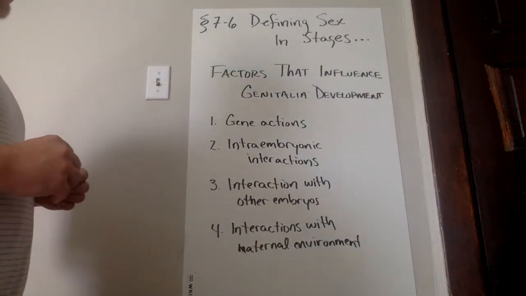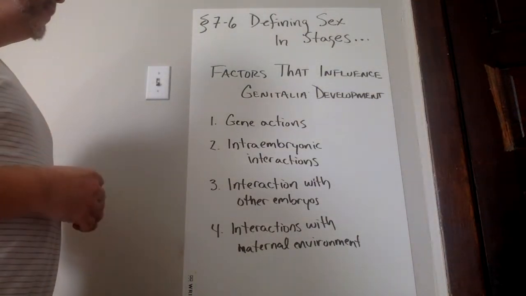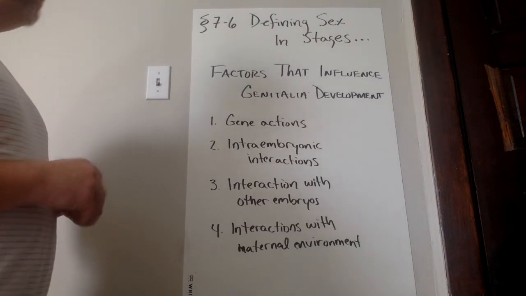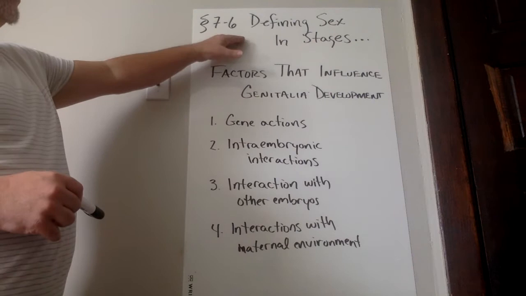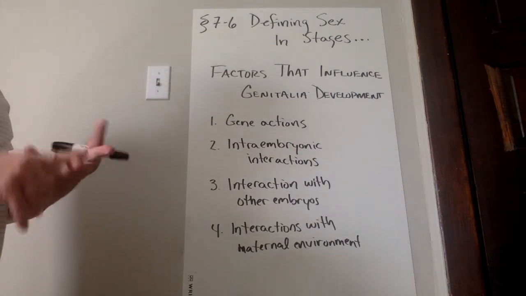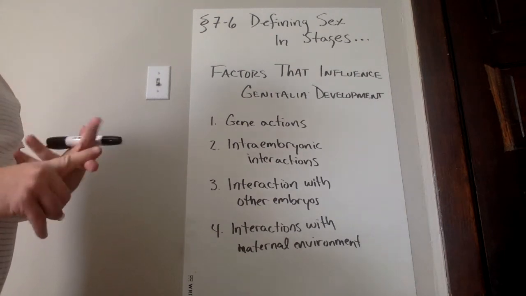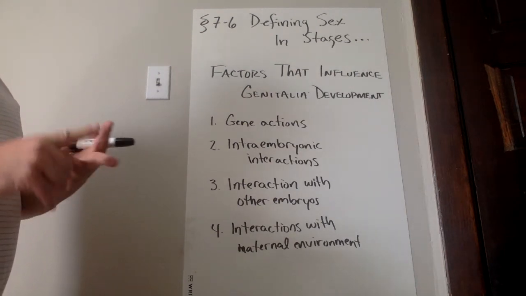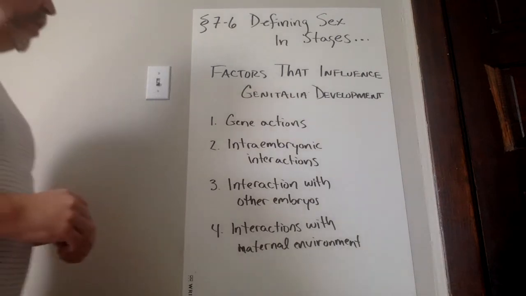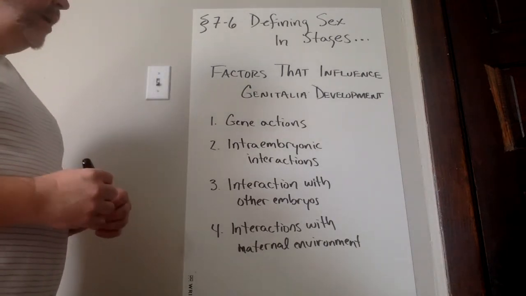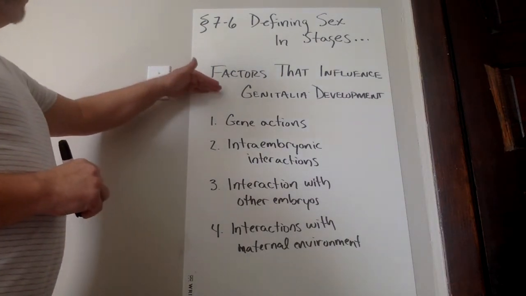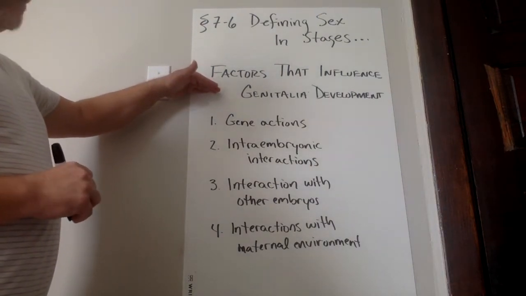Alright, next section is how does sex progress while you are still in your mother's uterus? So, we're going to be defining sex in different stages. We're going to be looking at the chromosomal level, the gonadal level, and then finally the phenotypic. Because remember, you begin to develop your sex way before you ever show any kind of phenotypic sex characteristics, even in utero. So there are several things that can influence your genitalia development.